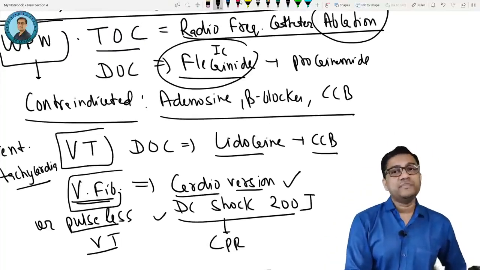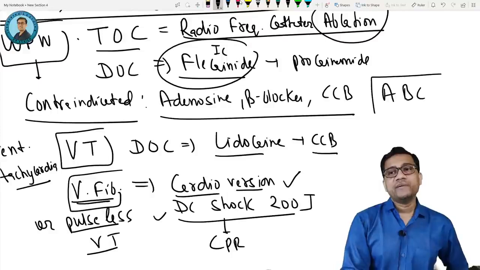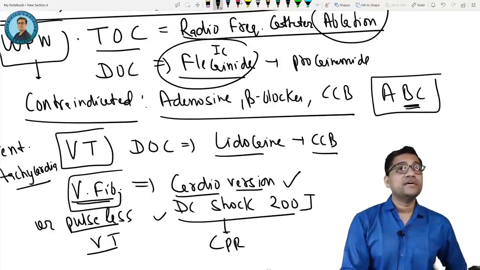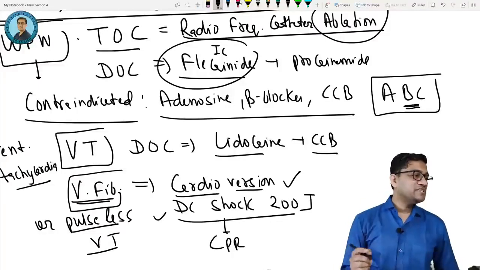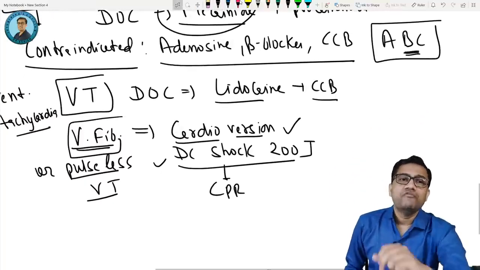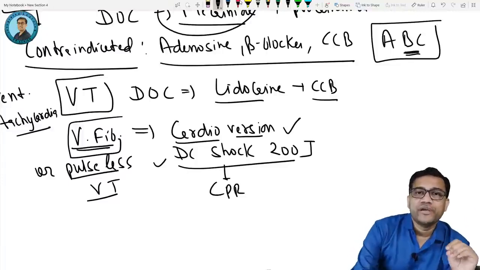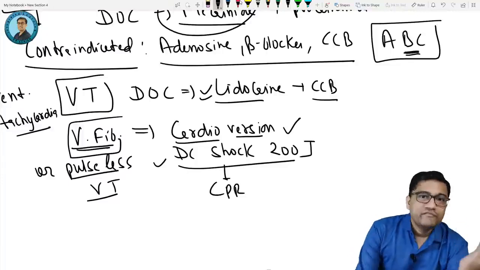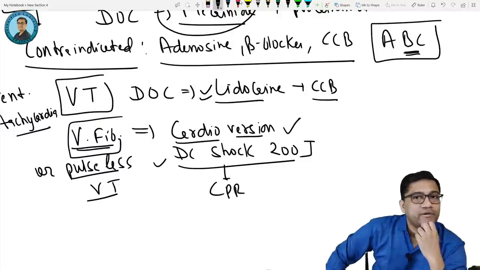Contraindicated: adenosine, beta blockers, calcium channel blockers, ABC is contraindicated. Don't do ABC, it can cause BC, permanent BC. Are you clear? For tachycardias, lidocaine. Fibrillation, cardioversion. Are you clear?